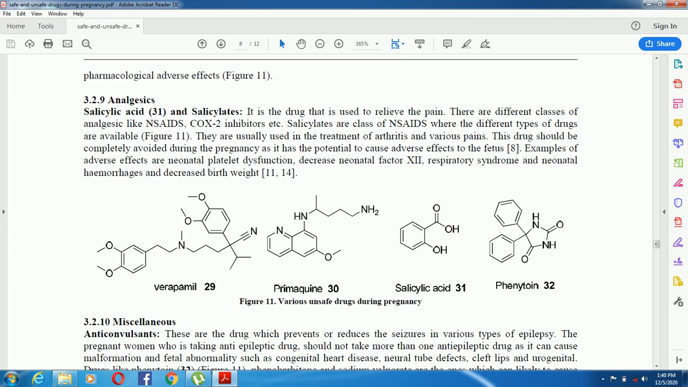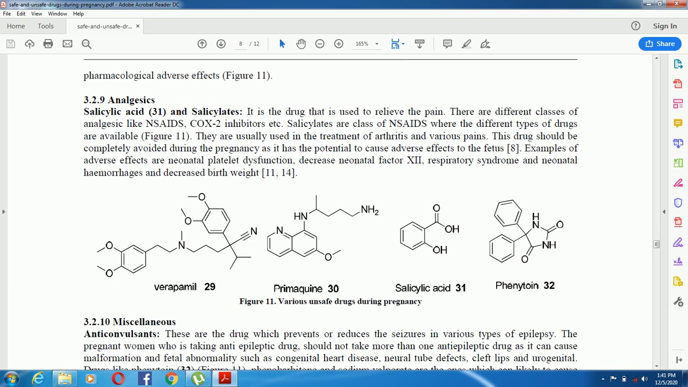This drug should be completely avoided during pregnancy, as it has the potential to cause adverse effects to the fetus. For example, neonatal platelet dysfunction may occur, it decreases neonatal factor 7, and there can be respiratory syndrome, neonatal hemorrhage and decreased birth weight. These are the problems related to these drugs which are reported. So this drug is strictly prohibited.